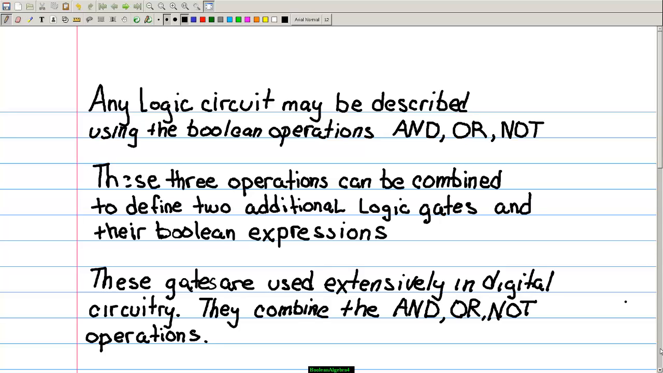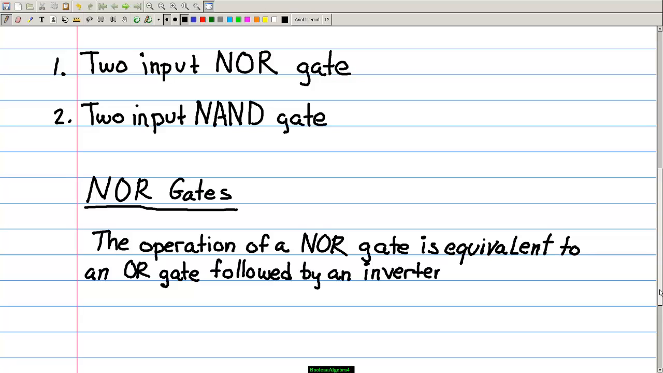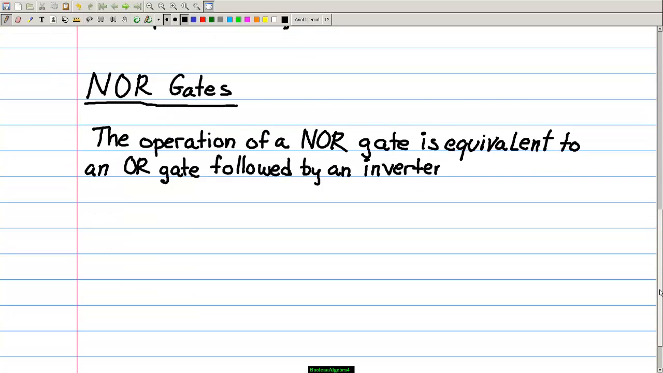Now we want to reiterate that any logic circuit may be described using the Boolean operations of AND, OR, and NOT. And these three operations can be combined to define two additional logic gates and their Boolean expressions. These gates are used extensively in digital circuitry, and they combine the AND, OR, and NOT operations. And these two additional gates are the NOR gate and the NAND gate. So let's start off with the NOR gate.